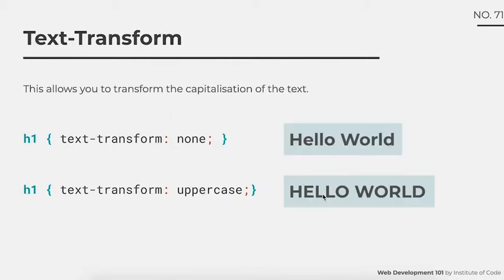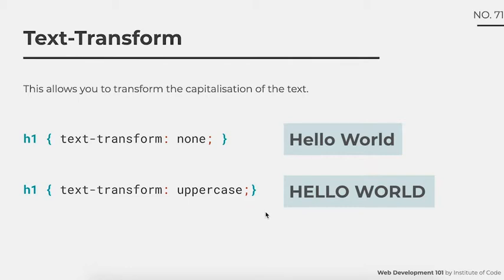The next one is text transform, and this allows us to change the capitalization of the text. So in our HTML, we've just written hello world like this, and by using text transform uppercase, we can make it all capitals. Now, the first question I often hear when I teach this property is, why wouldn't we just write it in the HTML as capitals?